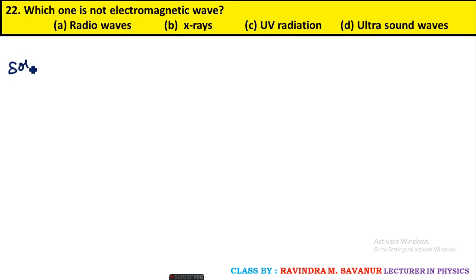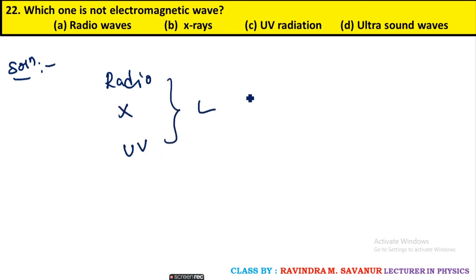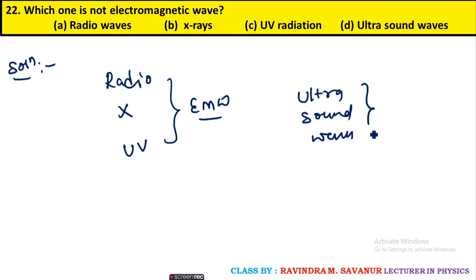So the next question is, which one is not an electromagnetic wave? We have discussed the 7 electromagnetic wave spectrum. In that one, radio is there, X-rays is there, UV is there. These all belong to the electromagnetic wave spectrum. Which one is not there? Ultrasound waves. This does not belong to electromagnetic waves. So option D.